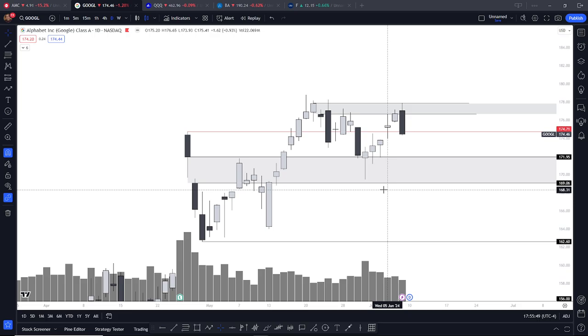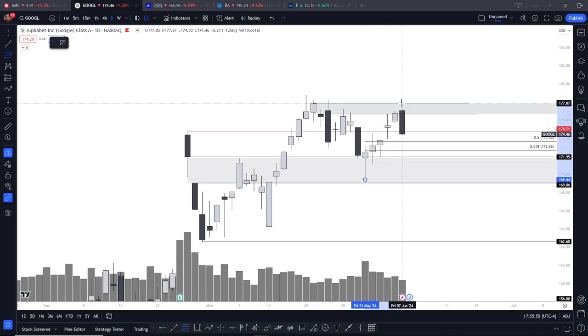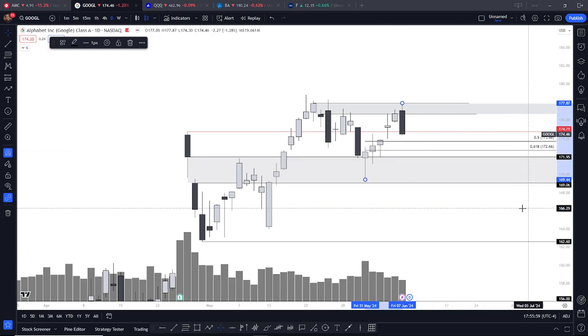to create some sort of upside potential or downside potential. Whenever you look at swing low, swing high on Google, this is your equilibrium to the golden pocket range.